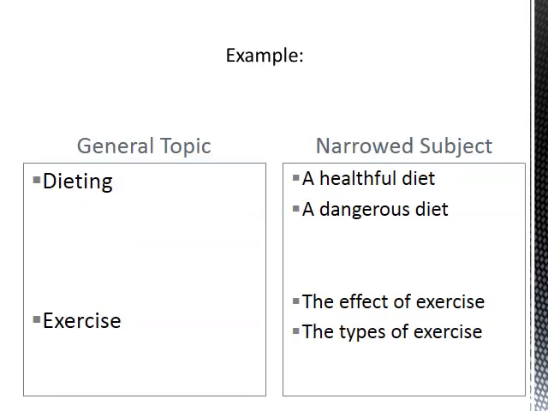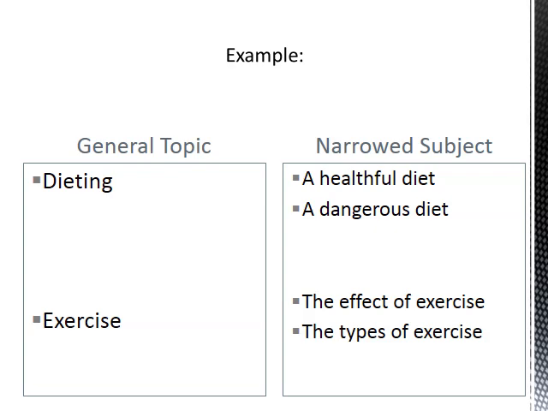Okay, so a general topic for a topic sentence, you could talk about dieting. Of course, you don't want this to be your narrowed subject. You want it to just be the general topic that you're going to be focusing on. So there you want to branch out and talk more about maybe a healthful diet in your topic sentence, or you can talk about maybe a couple dangerous diets, like one or two of them, and then you can compare them in your paragraph, or just talk about them.